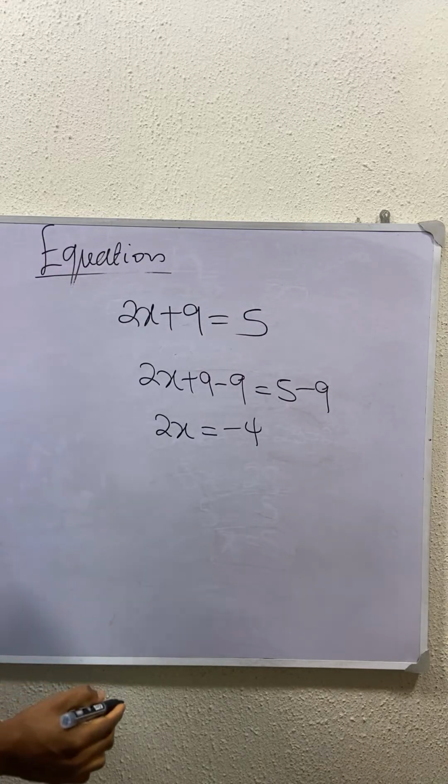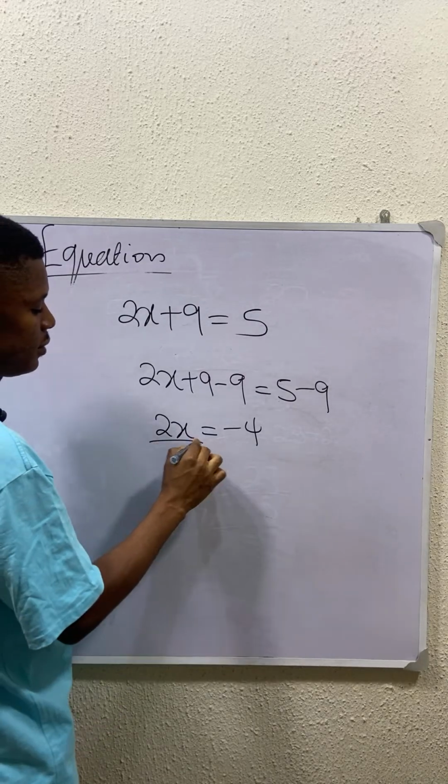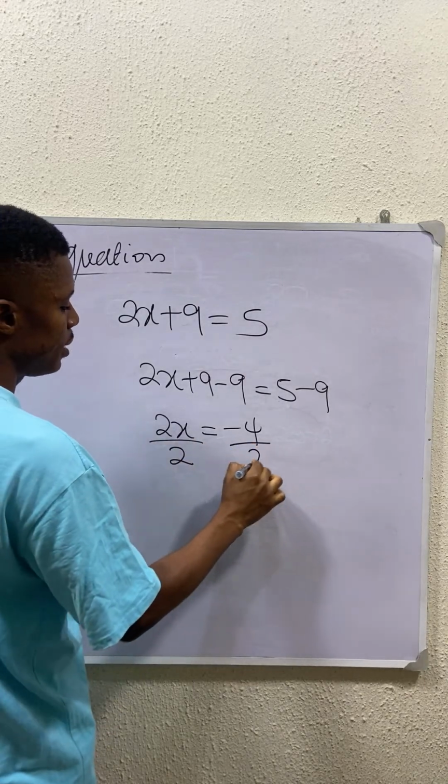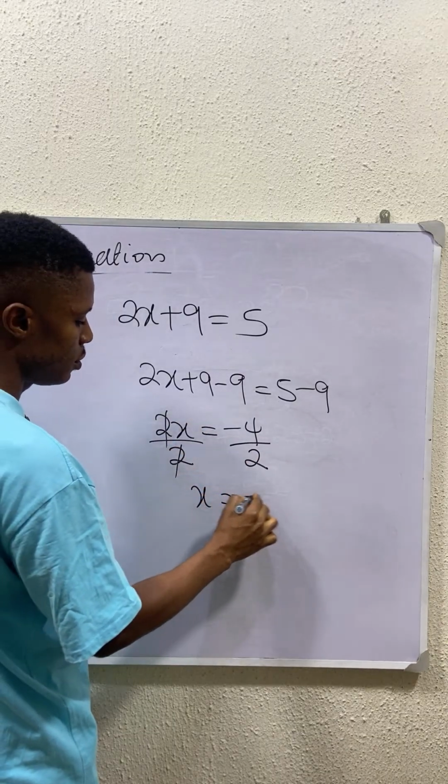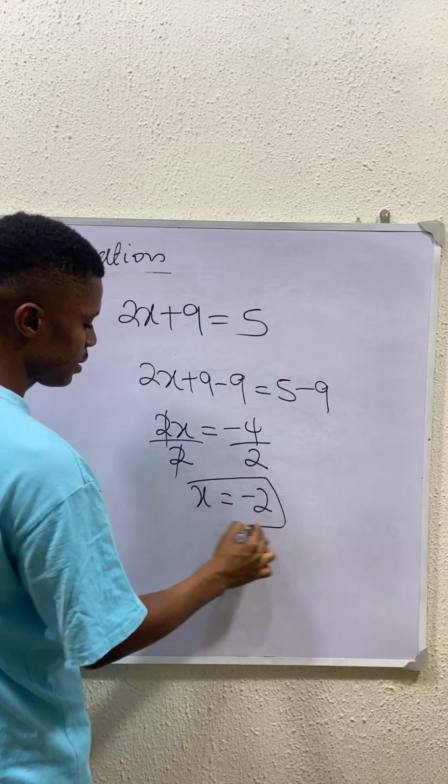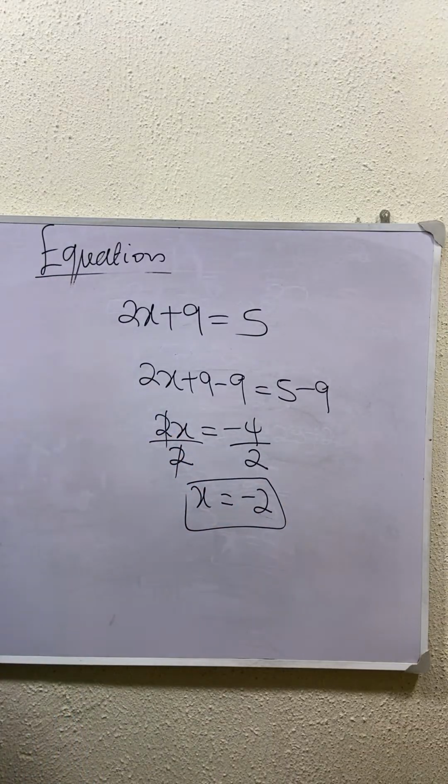Okay, so for us to get the value of x, we divide by 2 and divide by 2. So once you divide through by 2, x is equals to minus 2. So x can be minus 2. The value for x that can satisfy the problem is minus 2.